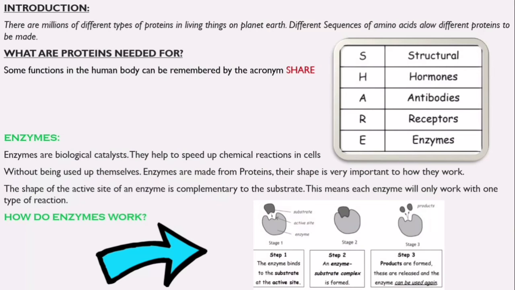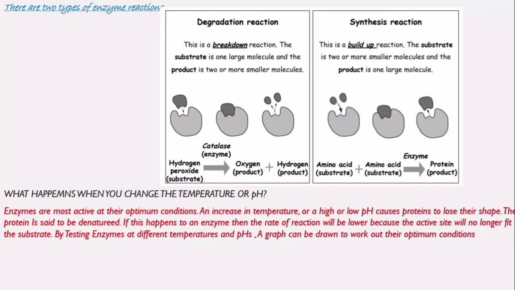So there are 2 types of enzyme reactions. We've got degradation reaction, which is the breakdown reaction, and the substrate is one large molecule and the product is 2 or more smaller molecules. So hydrogen peroxide is the substrate in this example, and the catalase is the enzyme. Oxygen and water are the products that are made.